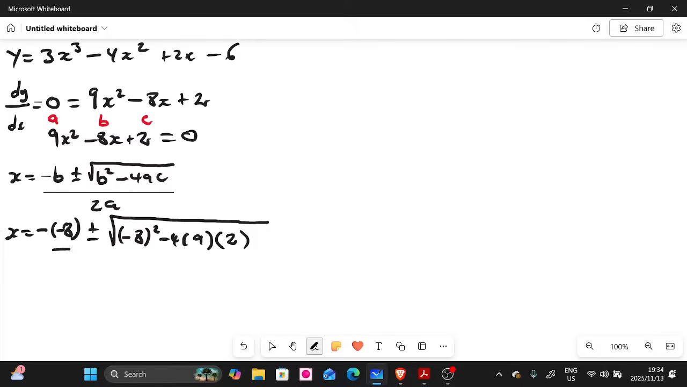And then we divide them. Okay, we divide with 2 multiplied by a, which is 9 there.